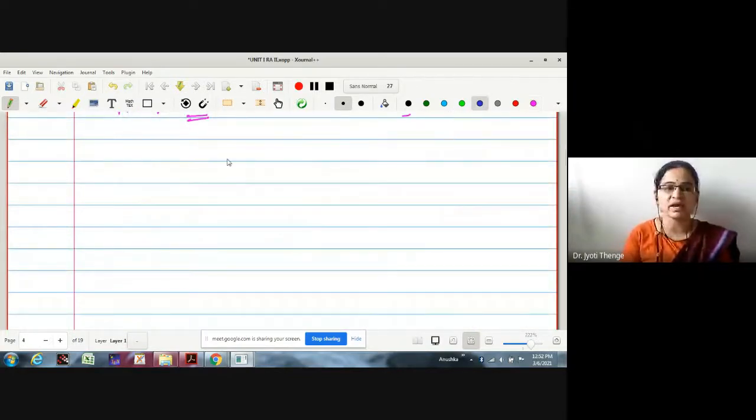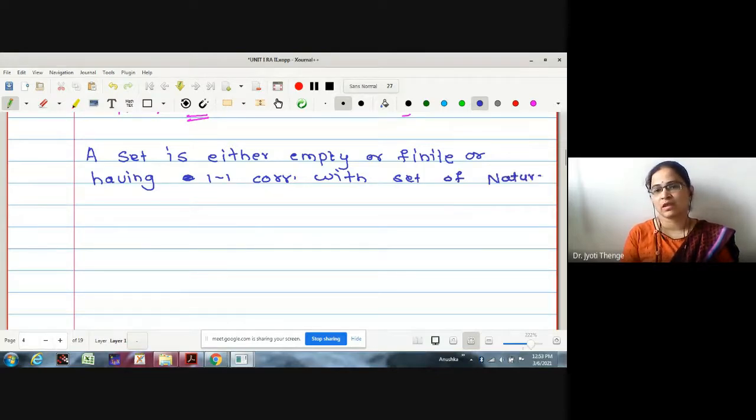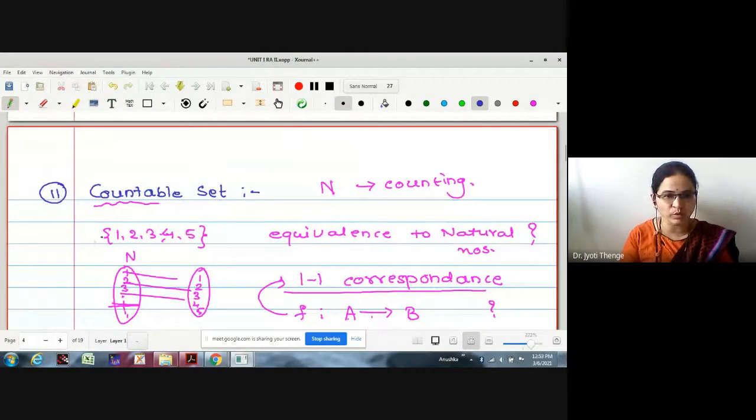A set is either empty or finite or having one-one correspondence with the set of natural numbers. That's why the first question is, this is countable. Correct, no? Because it is finite. All finite sets are countable. Can you count it or not?